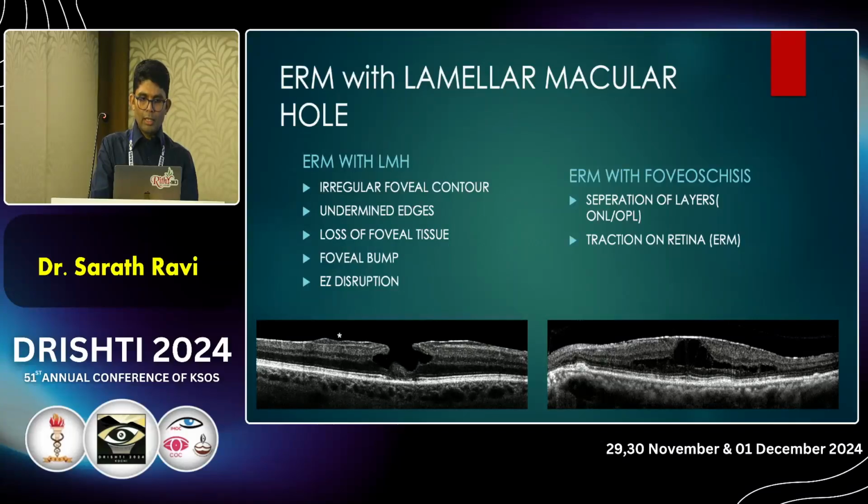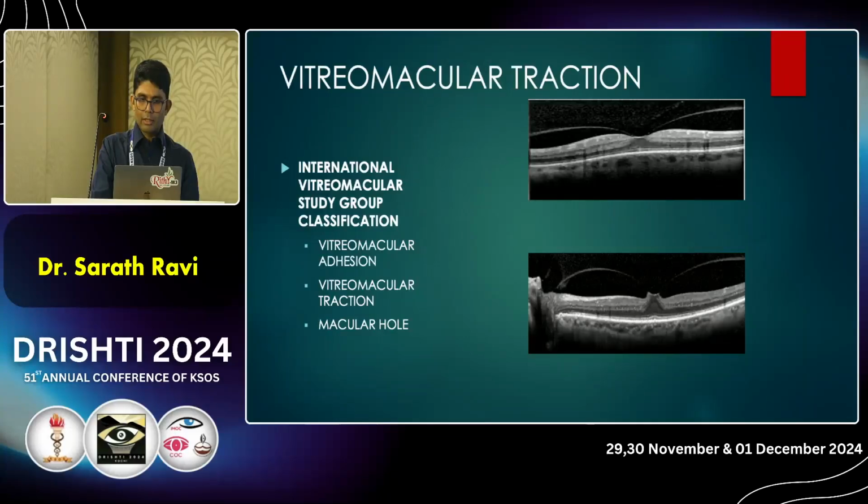An epiretinal membrane may be associated with a lamellar hole, which could be a degenerative lamellar hole with a large cavitation of the outer retinal layers, a foveal bump and loss of ellipsoid zone, both indicating a poor prognosis. Whereas tractional lamellar holes can appear due to schisis-like separation between the outer nuclear and outer plexiform layers. And here the ellipsoid zone is intact.